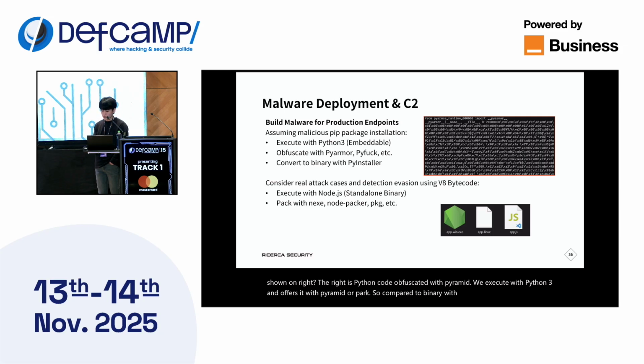And attack using Node.js, assuming use of V8 bytecode. So considering real attack cases and detection evasion, we execute with Node.js, standalone Node.js, and so on. So what if the script engine is not installed on the target terminal? EDR detects execution of script engine installers. So blue teams might think, why is the back office installing Python? That's strange. The workaround for this is actually simple. Many script engines have portable versions executable without installation, so no installation events occur. Legitimate binaries are executed, so no one suspects.